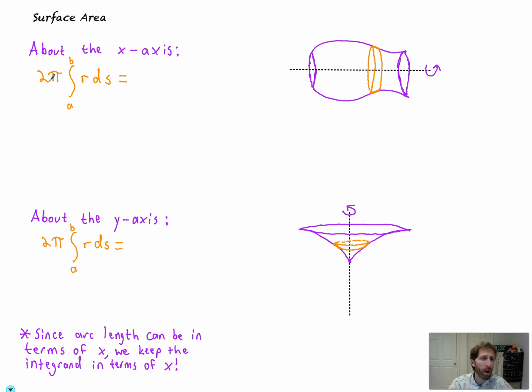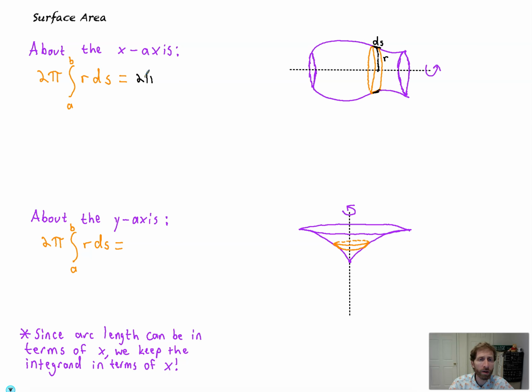So the formula is 2 pi times the integral from a to b of the radius, which is going to be the distance from the curve to the axis of rotation, times ds. ds is this length right here, or that length right there. It's that little tiny arc length. So that would be ds, and this would be r. Okay, so what's this all about then?